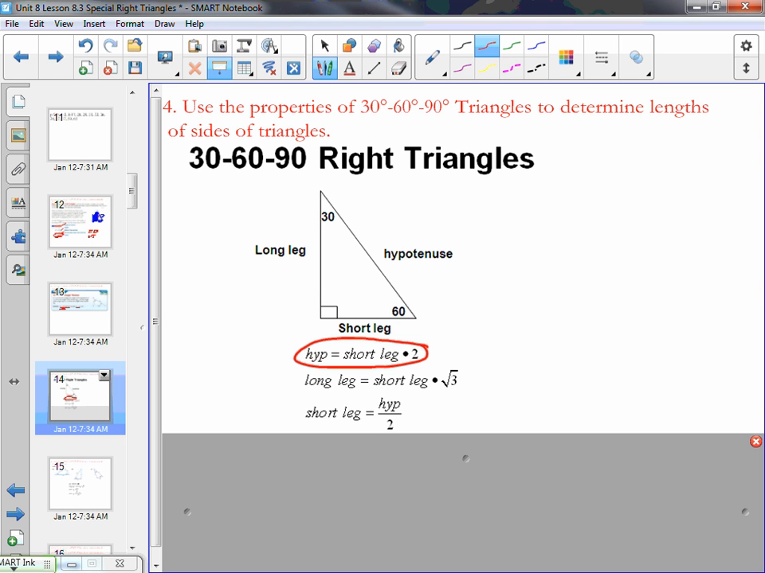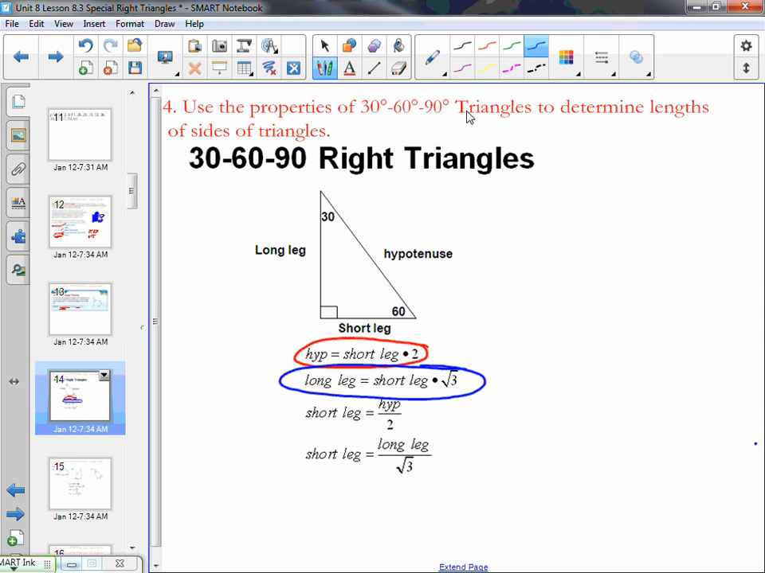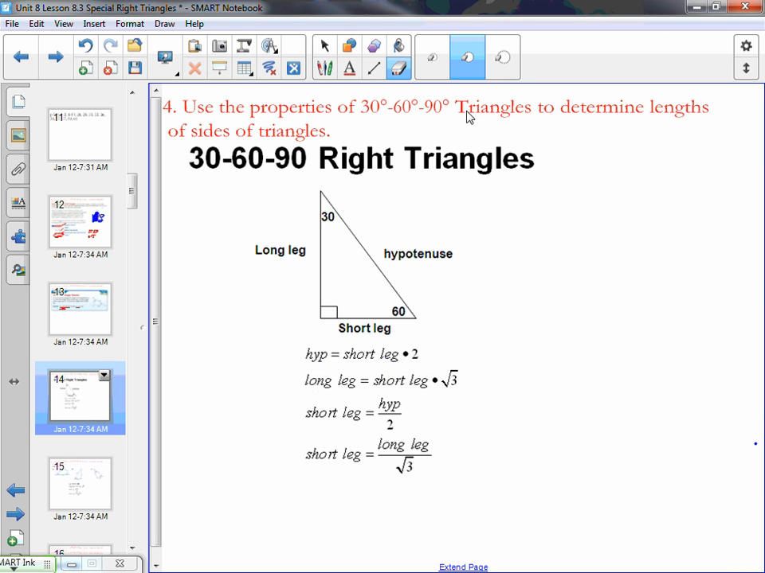If the hypotenuse is an even number, like it's 8, you then go ahead and simplify it. If it's got a radical in it or an odd number, just leave it over 2. Okay? But what if they give us the long leg? How would I solve that one for the short leg? What would I do to both sides of that equation to get the short leg by itself? Divide it by the square root of 3. So short leg equals long leg divided by the square root of 3.